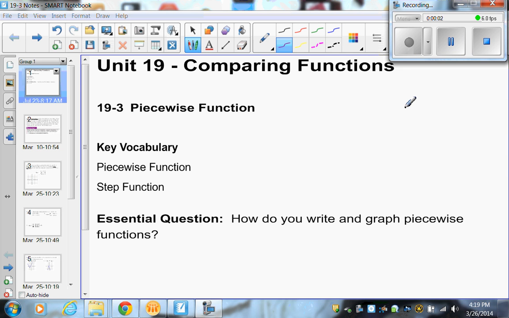This is the video for accelerated geometry on section 19-3 on piecewise functions. Key vocabulary in this lesson is piecewise function and step function. The essential question is, how do you write and graph piecewise functions?